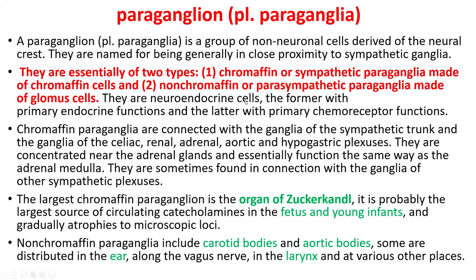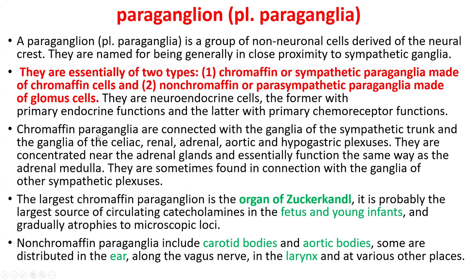neuroendocrine cells. The former, the chromaffin or sympathetic paraganglia, have primary endocrine function, and the non-chromaffin or parasympathetic paraganglia, they are primarily chemoreceptors or baroreceptors.